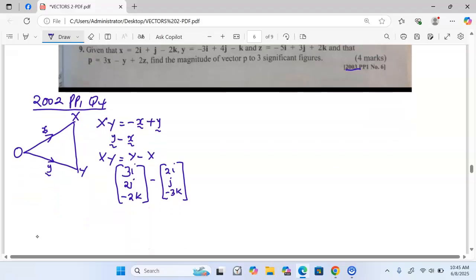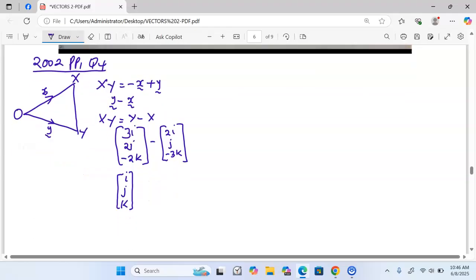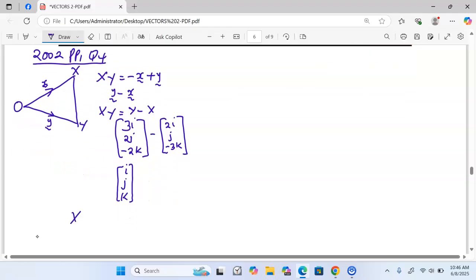From here now we can subtract: 3i minus 2i, you get i. Then 2j minus j, you get j. And minus 2k minus minus 3k, you get positive k. And this becomes xy. Therefore, we can say xy is i plus j plus k.